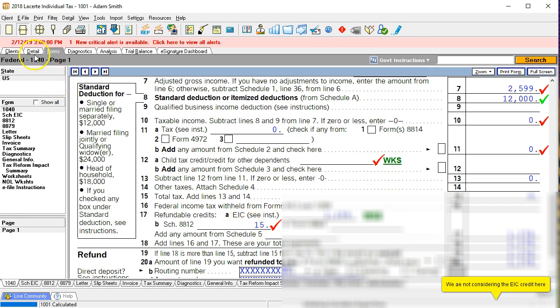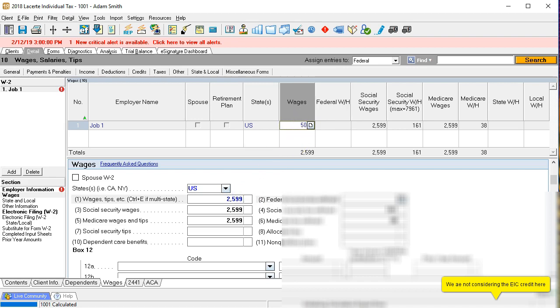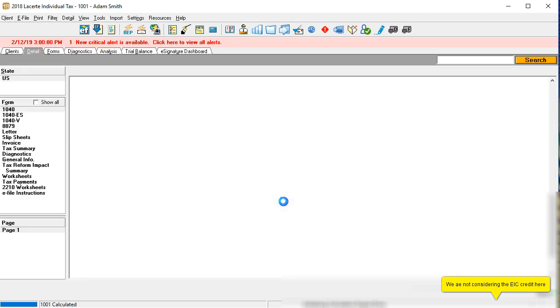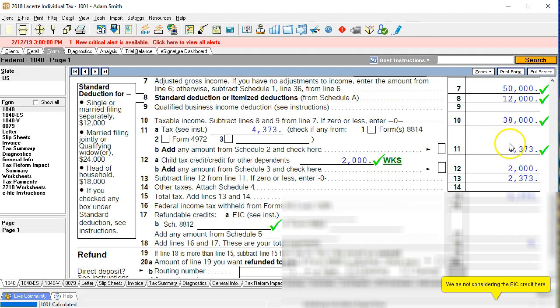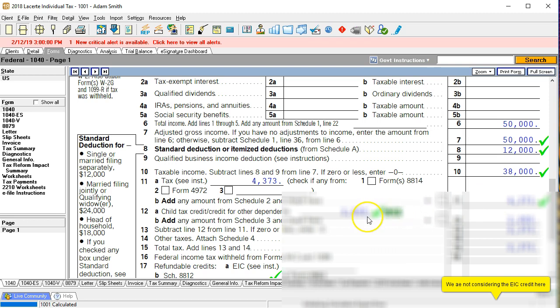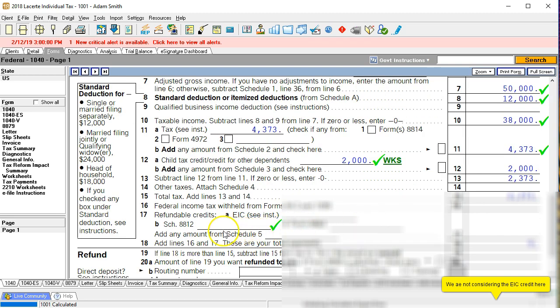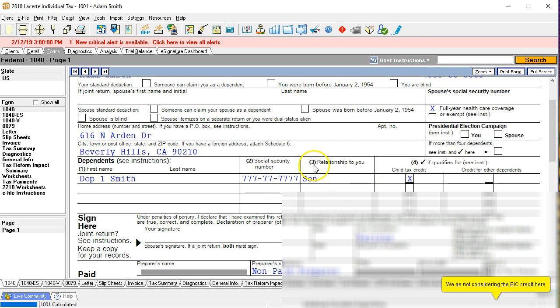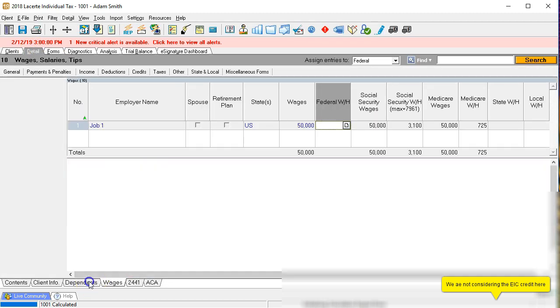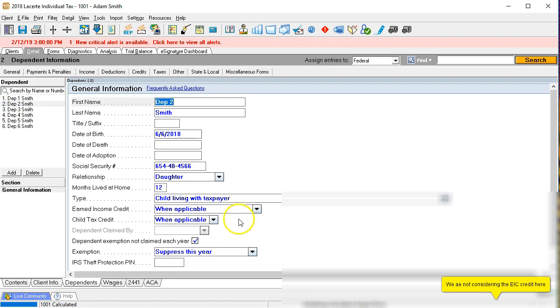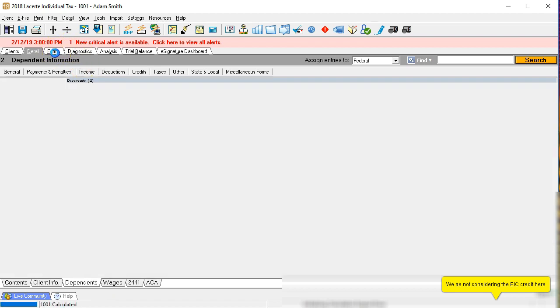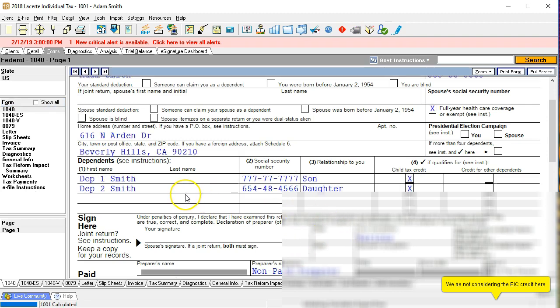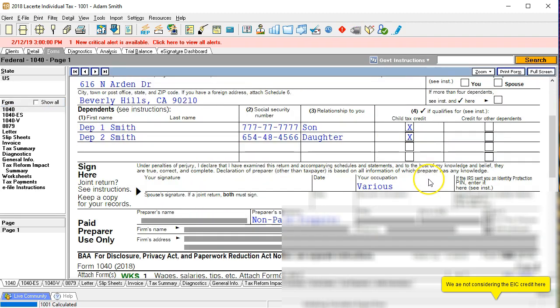Now, if we start from the same point, let's go back to the 50,000 and say we earned 50,000, so we get the full credit. We're at 4,375 of tax now, so we get the CTC, and we get nothing over here on the 8812. Now let's think about what would happen if, instead of lowering this number, I increase the number of dependents. So instead of having 1, we have 2. We say we got a dependent 2, and now we have 2 dependents, and they both qualify for the child tax credit.